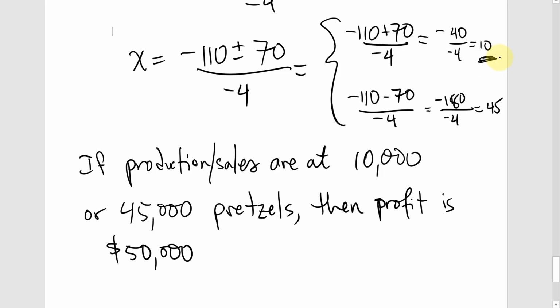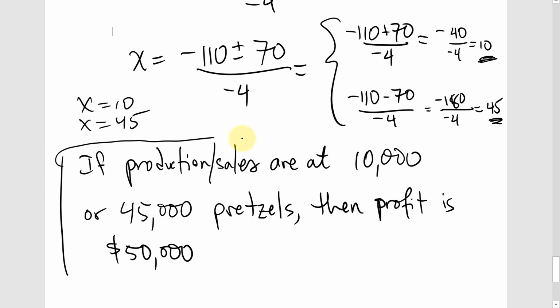All right, so since I'm getting x equal 10 and x equal 45, x equal 10 really means 10,000 pretzels, and x equal 45 really means 45,000 pretzels. So I could say that if the productions and sales are at 10,000 or 45,000 pretzels, then the profit is 50,000 because that's where P equal 500.